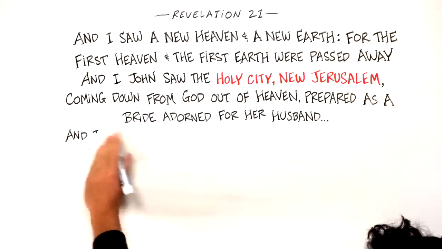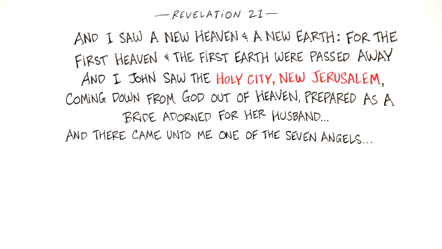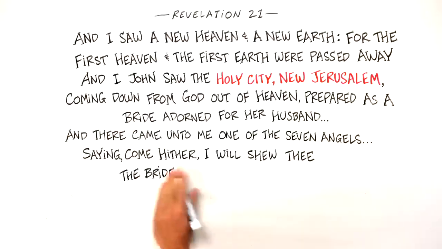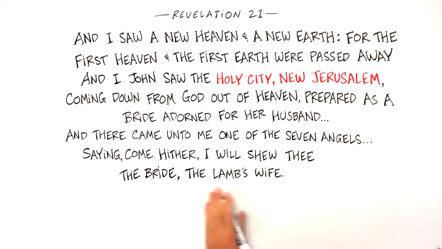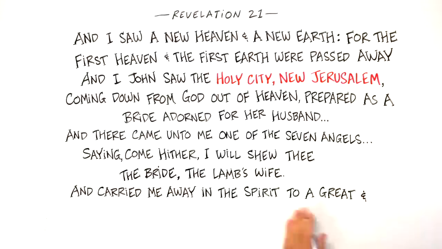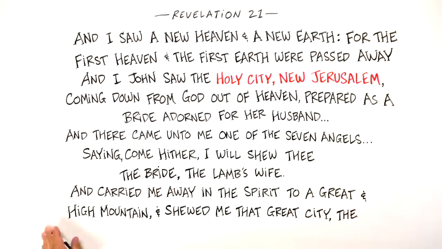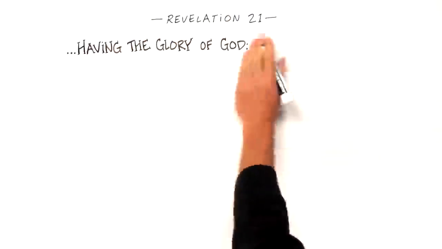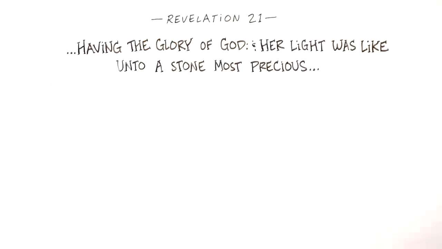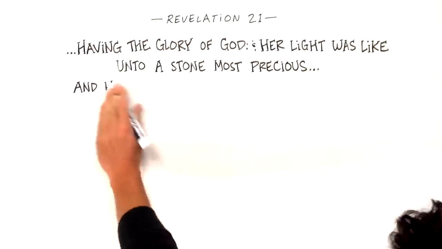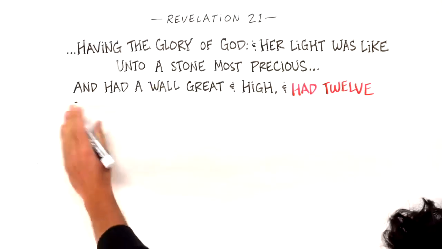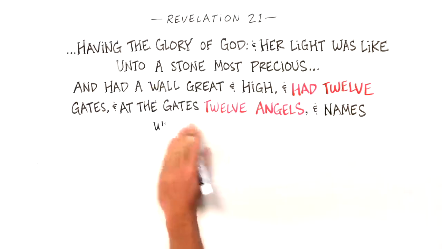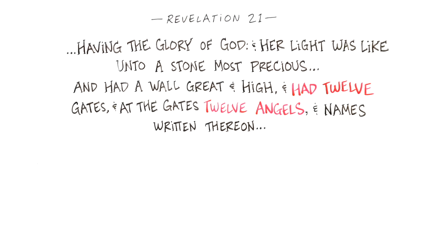And there came unto me one of the seven angels, saying, Come hither, I will show thee the bride, the Lamb's wife. And he carried me away in the spirit to a great and high mountain, and showed me that great city, the holy Jerusalem, descending out of heaven from God, having the glory of God. And her light was like unto a stone most precious. And it had a wall great and high, and had 12 gates, and at the gates 12 angels, and names written thereon. Now, of course, those names are mathematical keys.